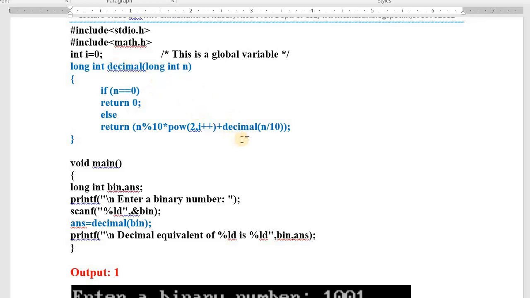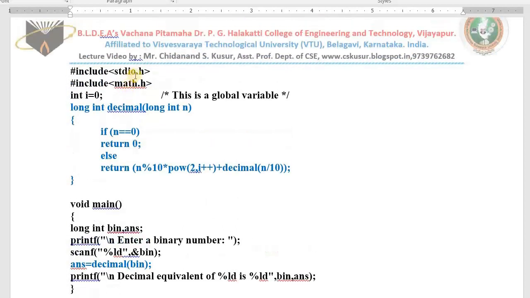How many times does it call? Till n becomes 0. Whenever n becomes 0, it returns 0. How this works I will explain, no need to worry. In order to write this program, you need to add the standard input and output header file. Not only this header file, you need to add math.h also. Do you know why we are using math.h? Because you need to find 2 raised to 0, 2 raised to 1, 2 raised to 2, 2 raised to 3. Then how to find? We use the power function from math.h. That's why we need math.h.